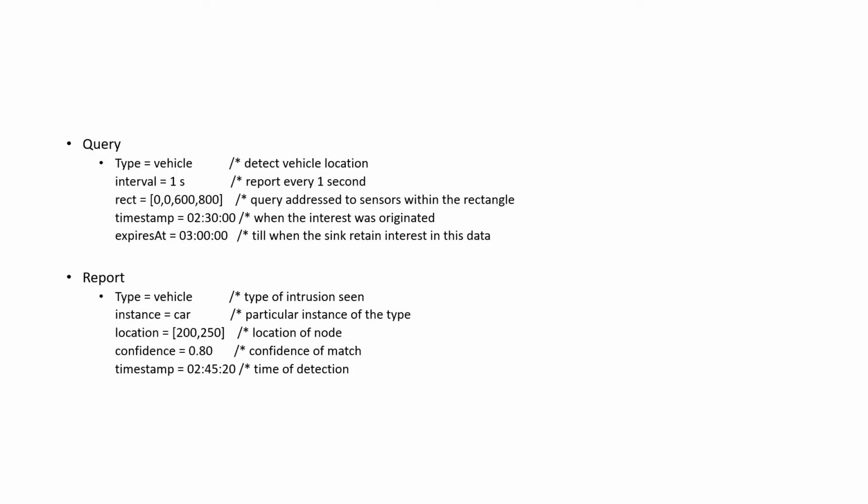That is the query and the report. In a query, type, interval, rectangular, timestamp, expense, these are all available. In a report, type, instance, location, confidence, timestamp, these are all available. Everything is explanation. Type vehicle, detect vehicle location. Type vehicle in report. Type of intrusion, C.